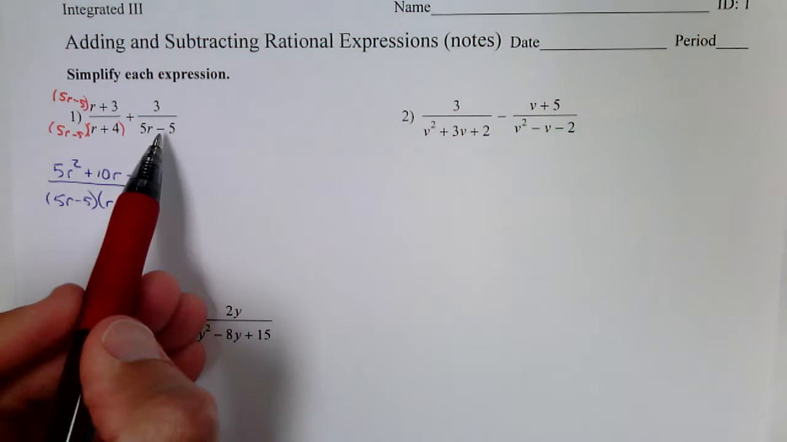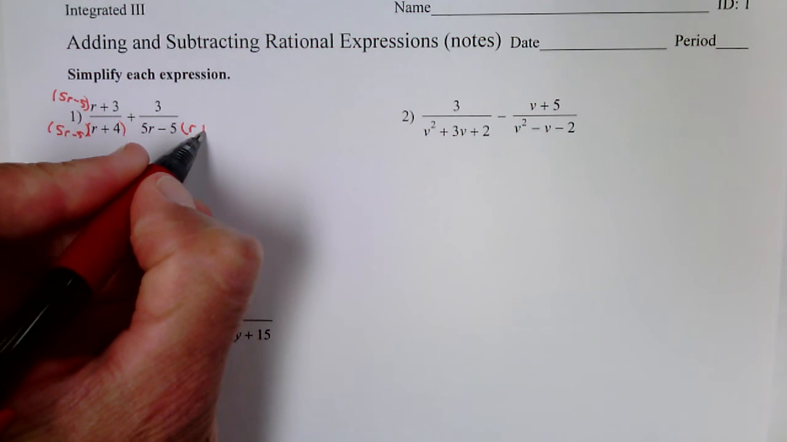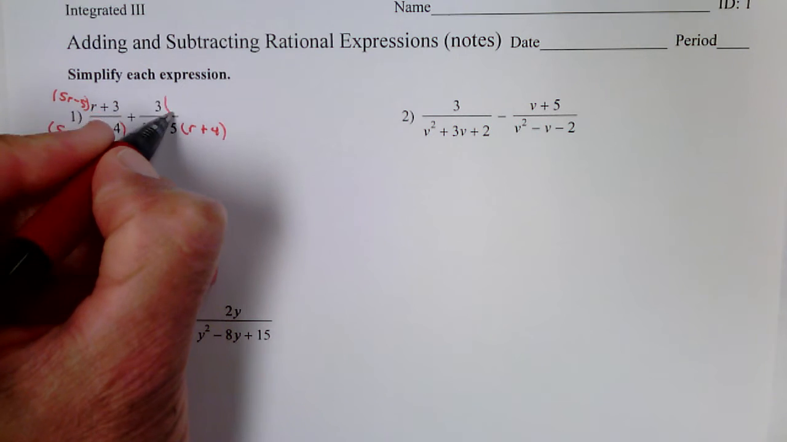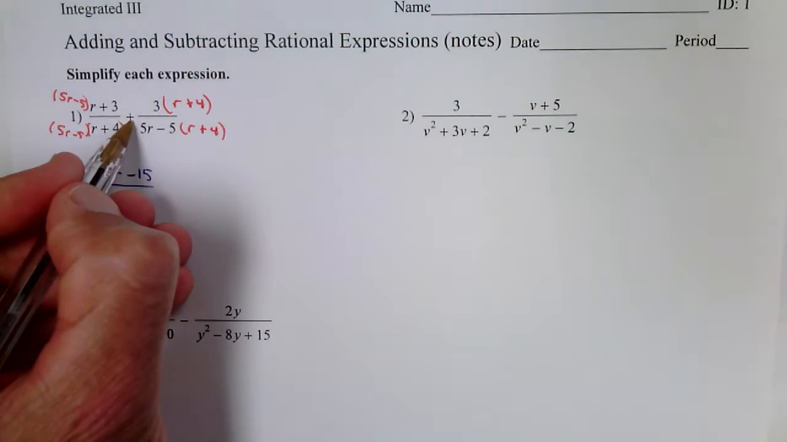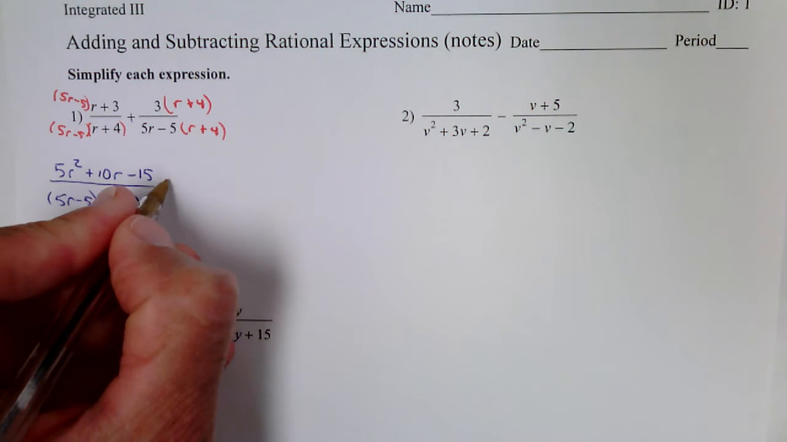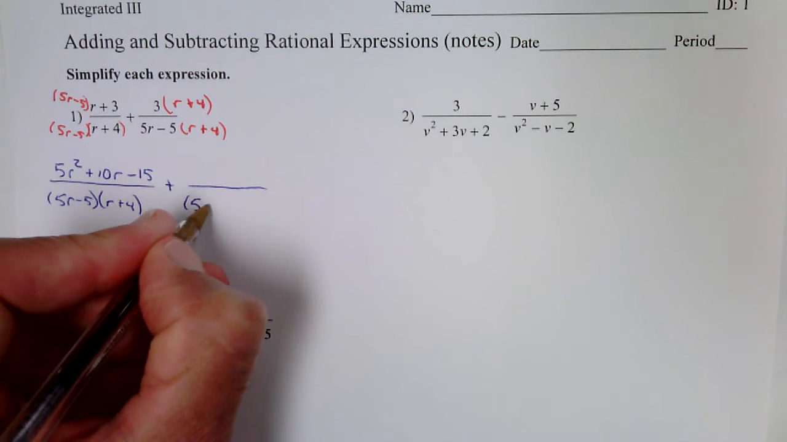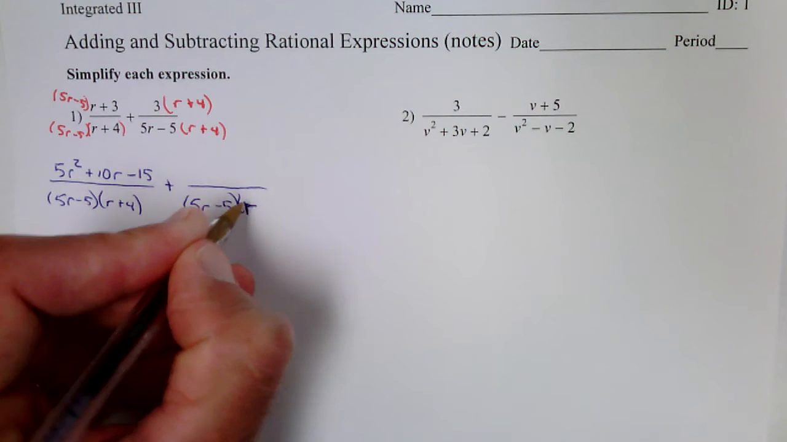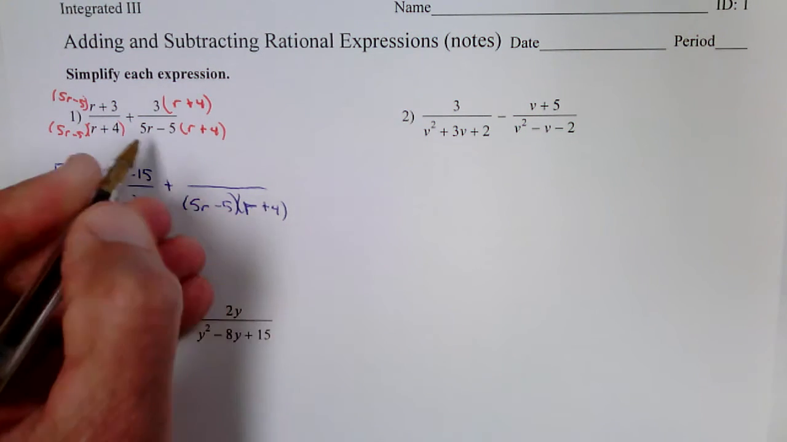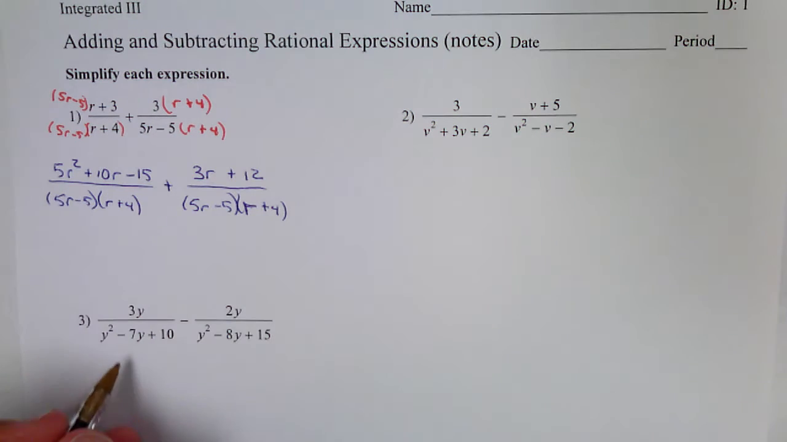And then we go over here and we see that we're missing the r plus 4. So I'm going to multiply here by r plus 4, and on the top, r plus 4. Now there's a plus sign in the middle. We're adding these two, so I add. My denominator is going to be the same, 5r minus 5 and r plus 4. And on the top, I have 3r plus 12.